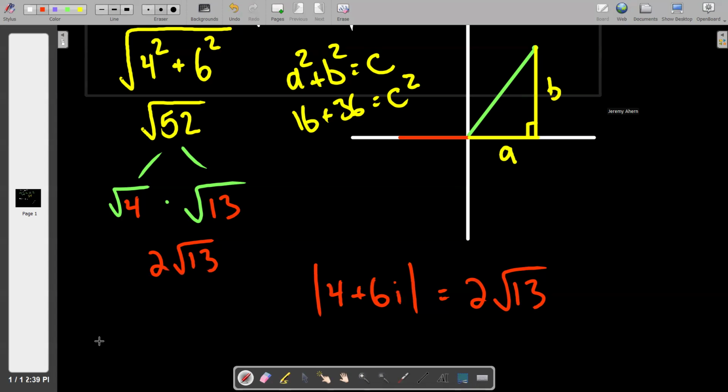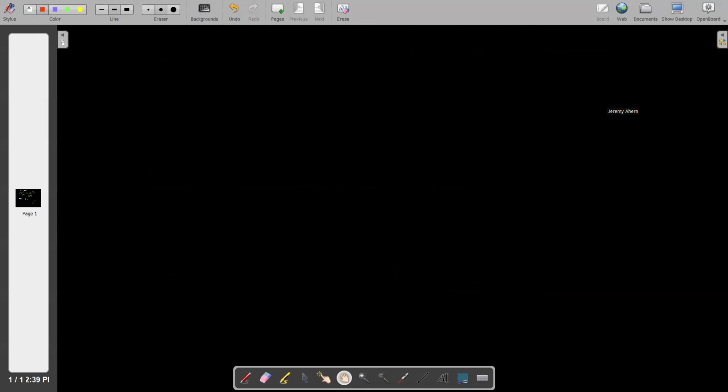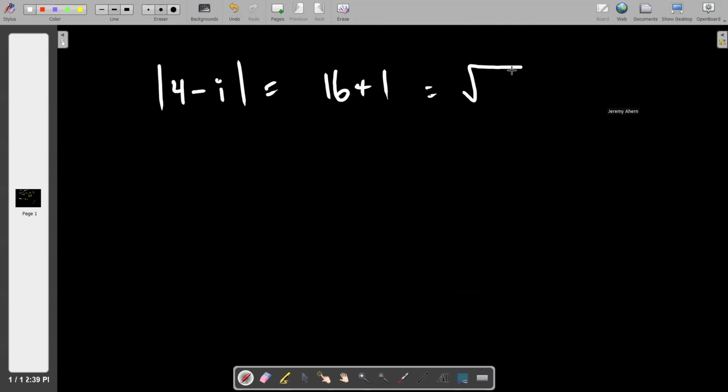It's obviously a pretty short process. If you don't want to draw a picture, I can't blame you. So let's practice another one and see if we can be quicker. What's the modulus of 4 minus i? It's very quick. What's 4 squared? What's 1 squared? What's 16 plus 1? There you go. So the modulus of this particular complex number is just root 17.